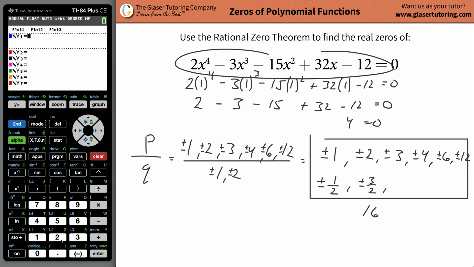Okay, go to y equals. So now I want you to type in 2. Let me just go back and get rid of that.